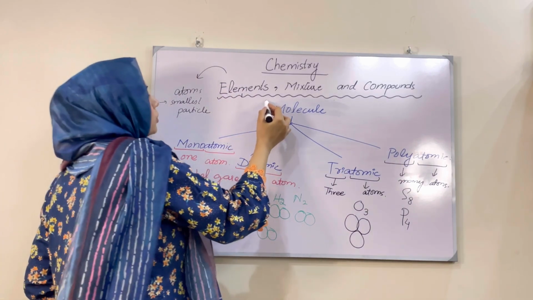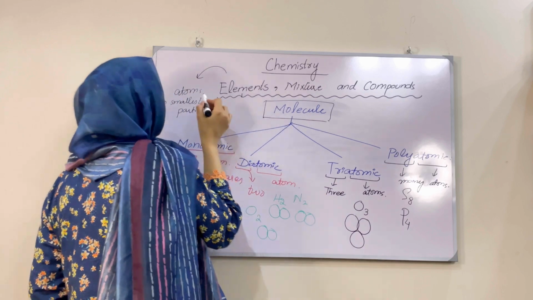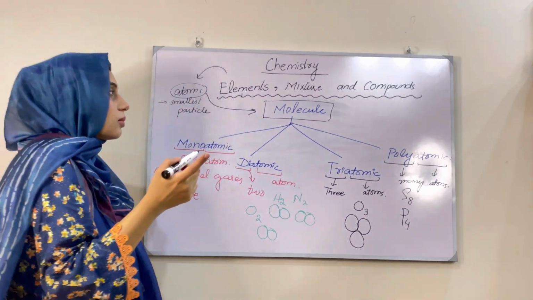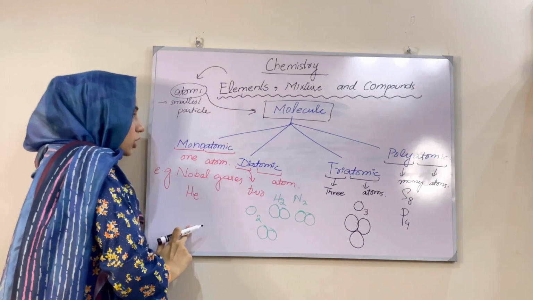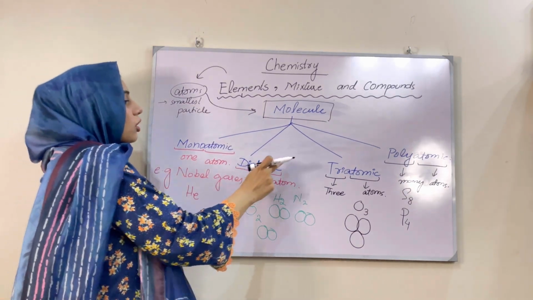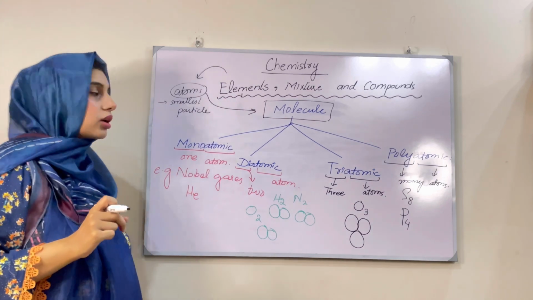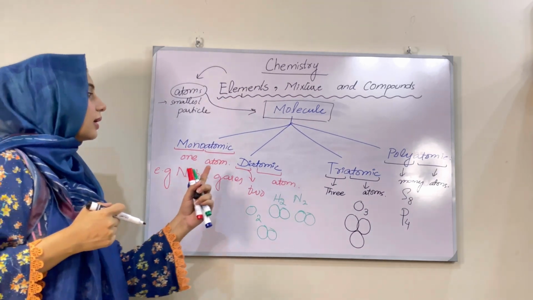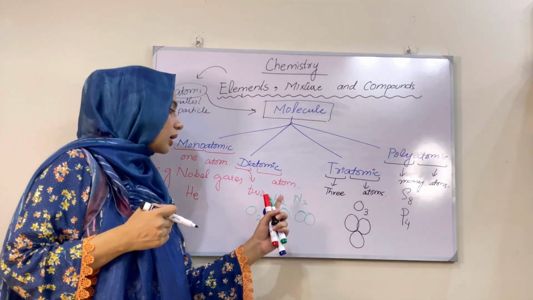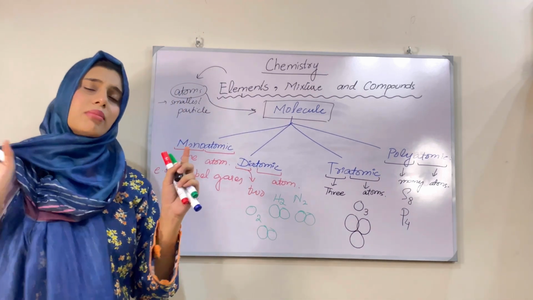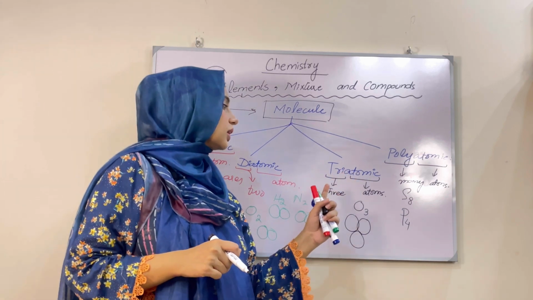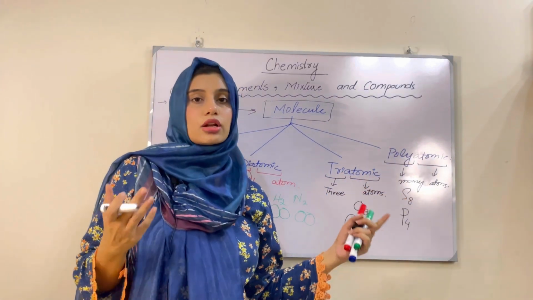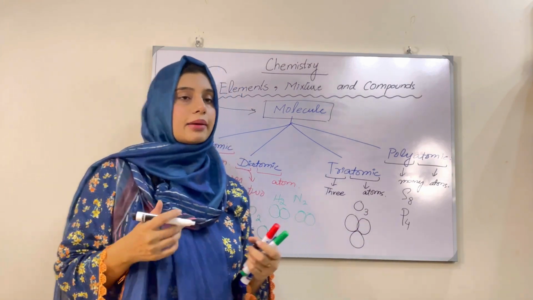Then we studied about molecule. Molecule is made up of atoms. When atoms combine together, it forms a molecule. Then there are types of molecules: monoatomic, diatomic, triatomic and polyatomic. Monoatomic molecules have one atom, for example noble gases. Diatomic have two atoms: hydrogen, nitrogen, oxygen and many other examples. Triatomic have 3 atoms like ozone, and polyatomic have many atoms like sulfur and phosphorus.